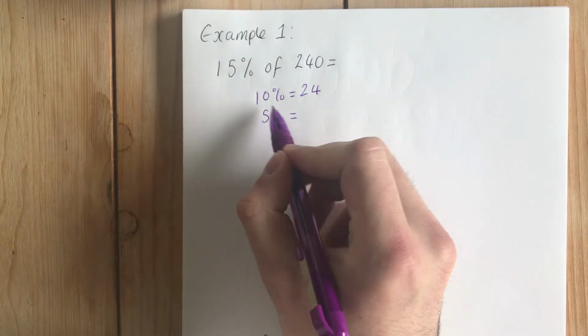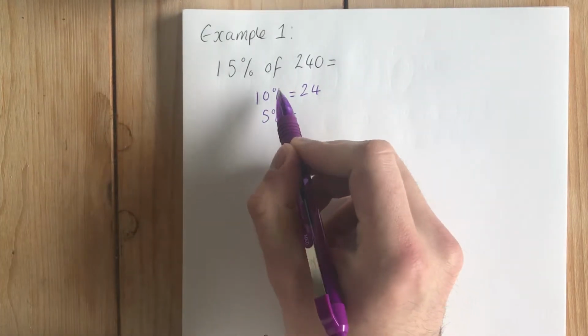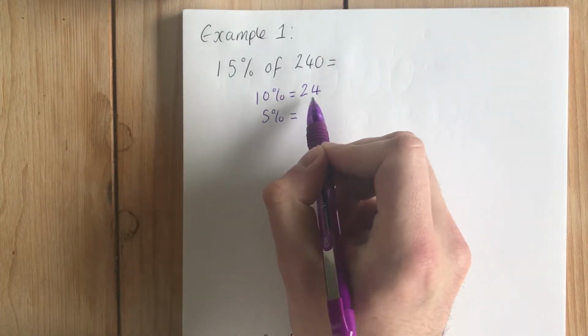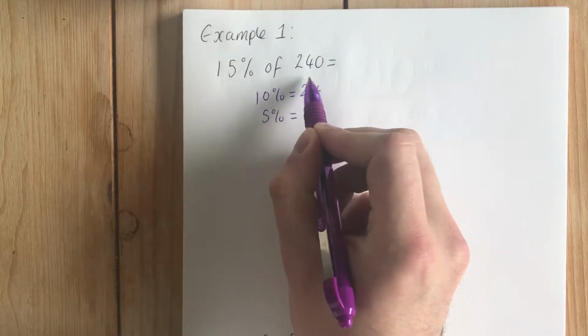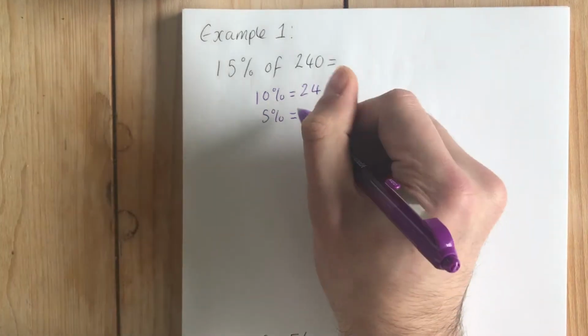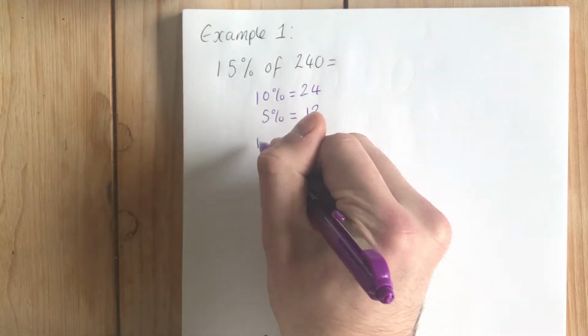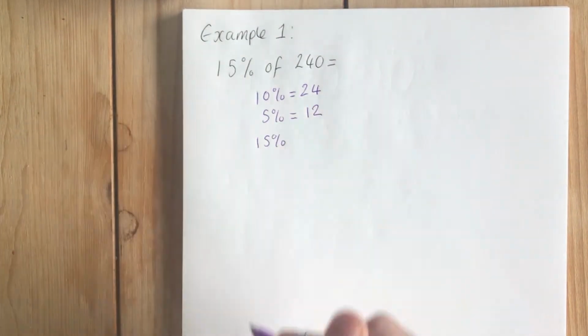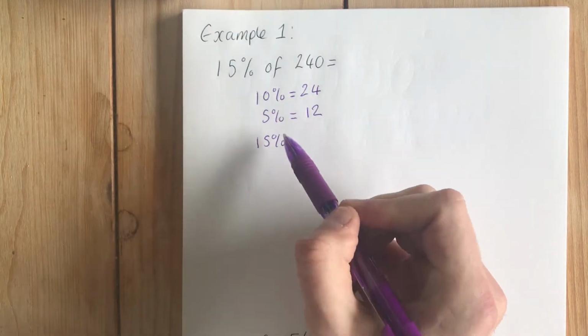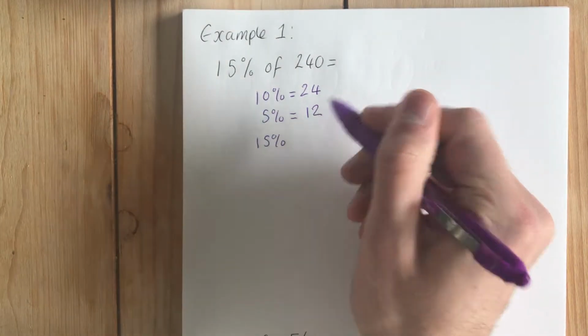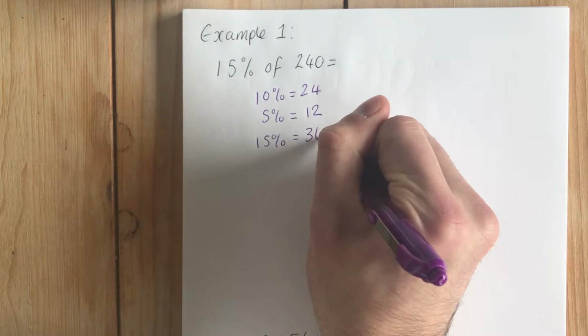And in order to find 5%, I firstly find 10%, which I know is 24, and halve that amount. So do 24 divided by 2, that gives me 12. Now, final step, in order to find 15%, I need to add these two values together. So 24 add 12 gives me 36.